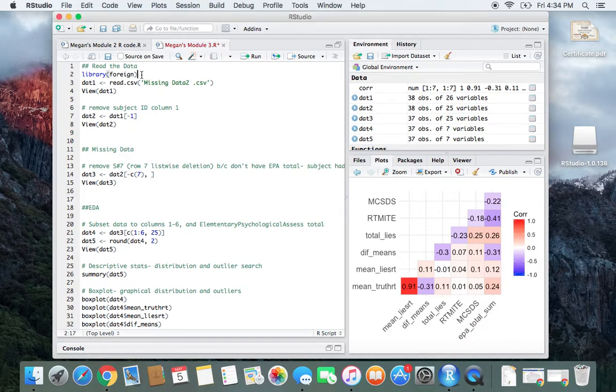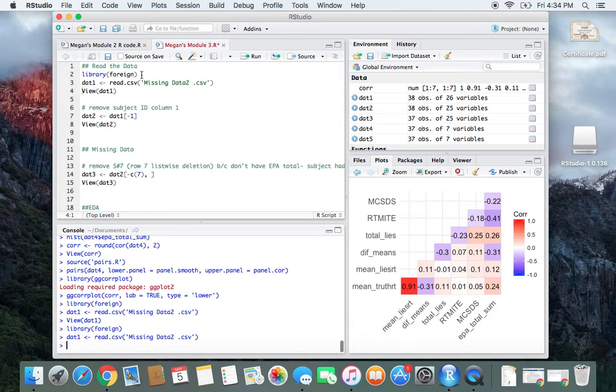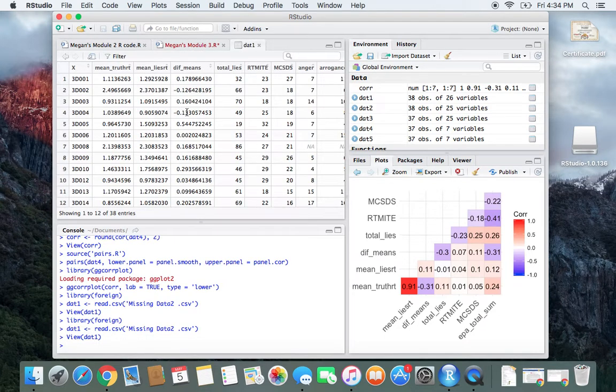So the first thing I'm going to do is go ahead and read in the data, which I obtained from a lab mate. He had participants come in and do a dice rolling task where they were able to lie or tell the truth, and he recorded the mean reaction time for telling the truth, the mean reaction time for telling the lie, the difference between those means, and the total number of lies.